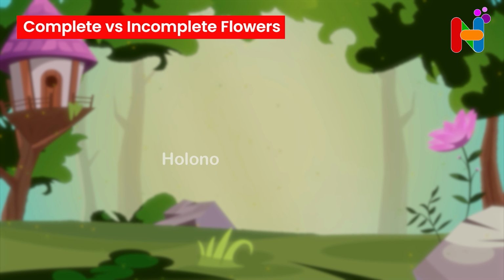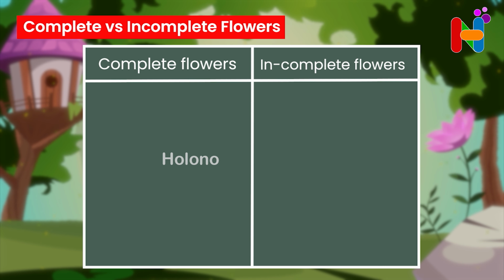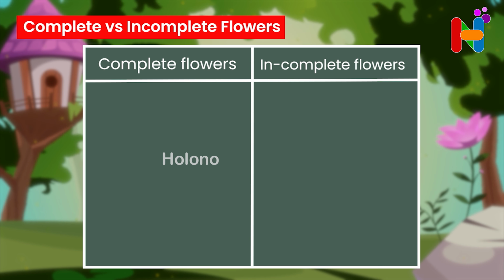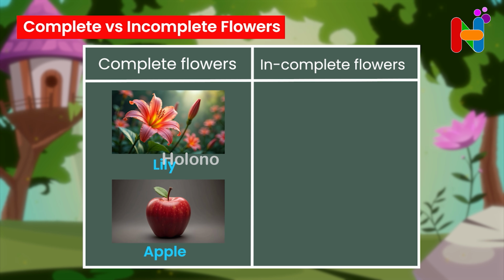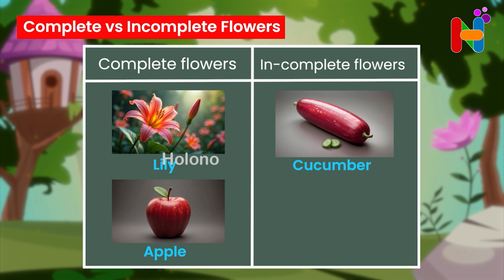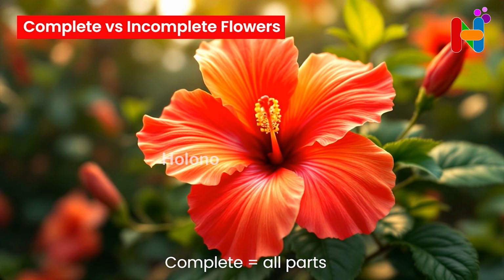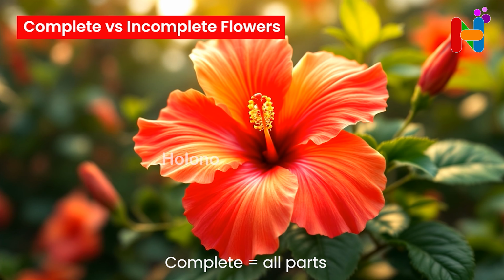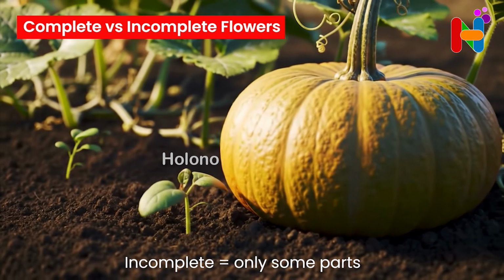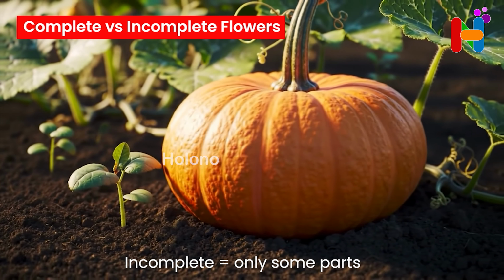Complete versus incomplete flowers. Let's compare. Complete flowers have both male and female parts, like lily and apple. Incomplete flowers have only one, like cucumber and corn. Some flowers have all four parts. They are called complete flowers. Hibiscus. If a flower is missing either the stamen or pistil, it is an incomplete flower.